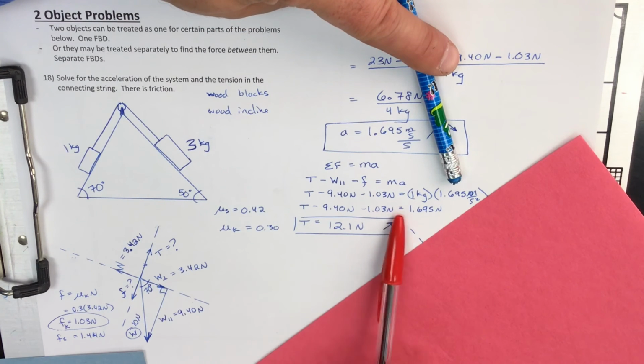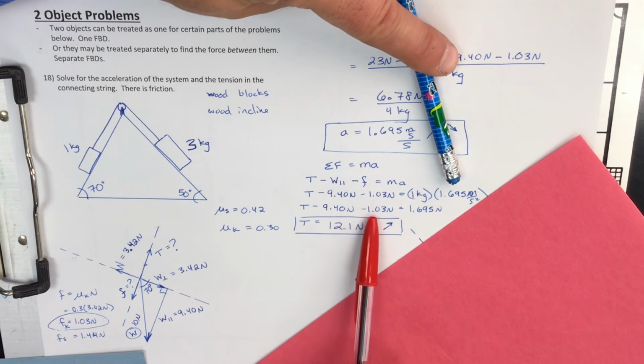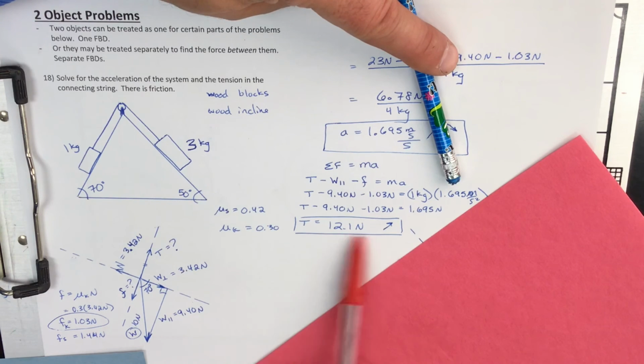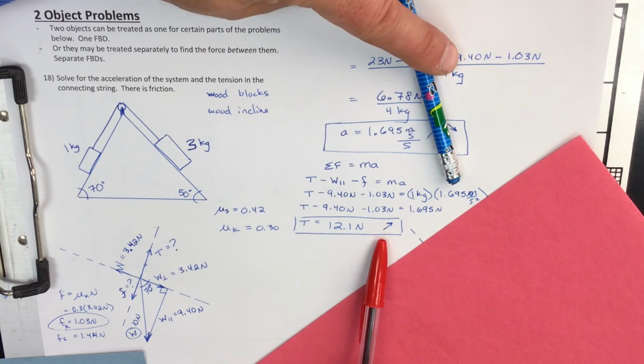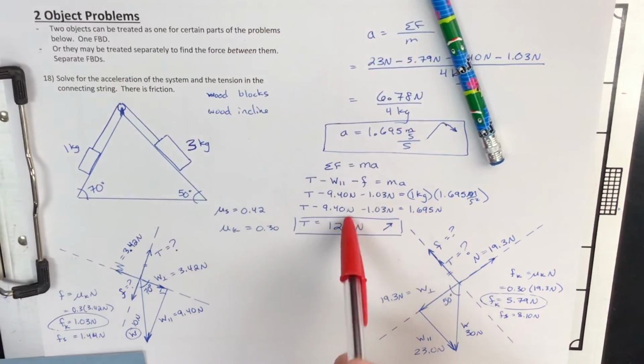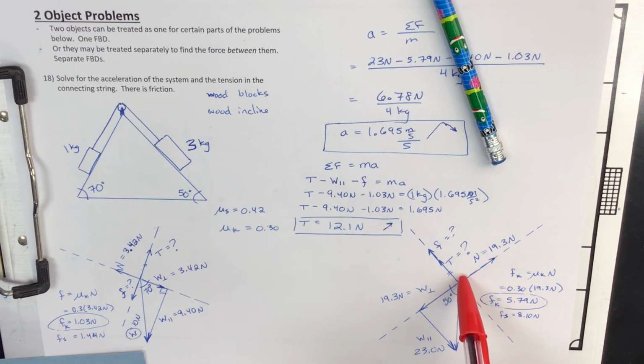9.4 minus 1.03 equals 1.695. 10.43, add to the other side. Tension is 12.1 newtons. All right, tension is in that direction. Should be able to solve this same thing for tension and get the exact same value using this problem here.